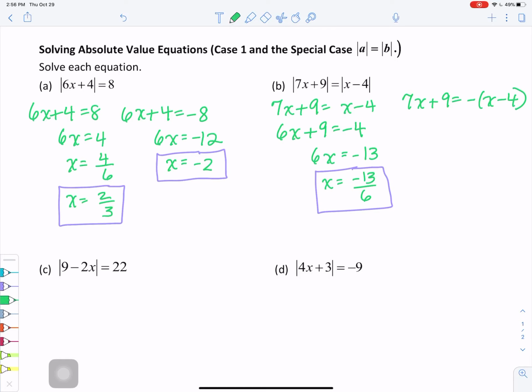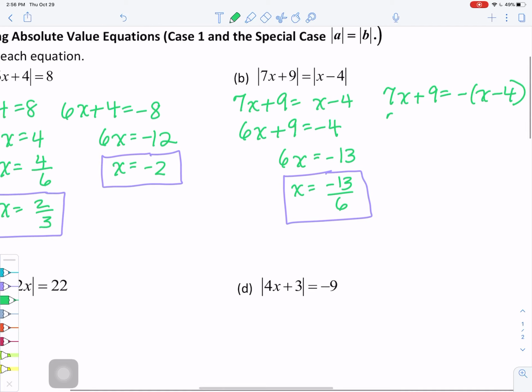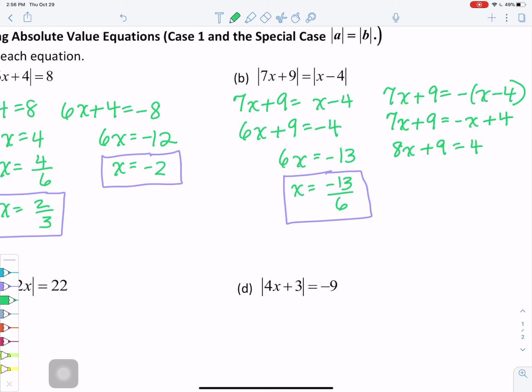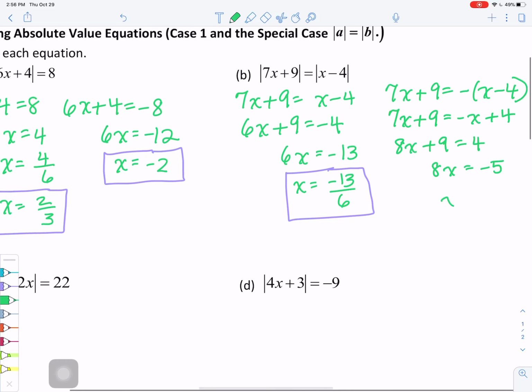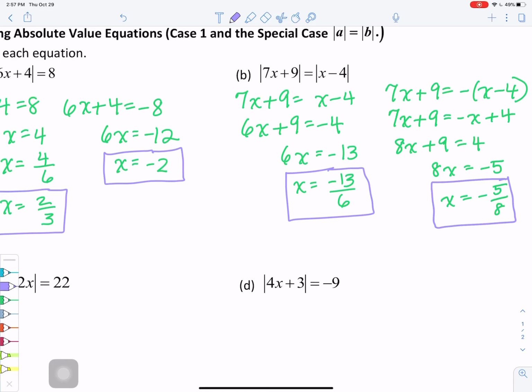Now, let's take a look at the second equation that was generated. What's important here is that 7x plus 9 is equal to the opposite of all of x minus 4. So we have negative x plus 4. So now I'm going to add x to both sides. And now I'm going to subtract 9 from both sides. Dividing both sides by 8, we get x equals negative 5/8. So again, we get two solutions.